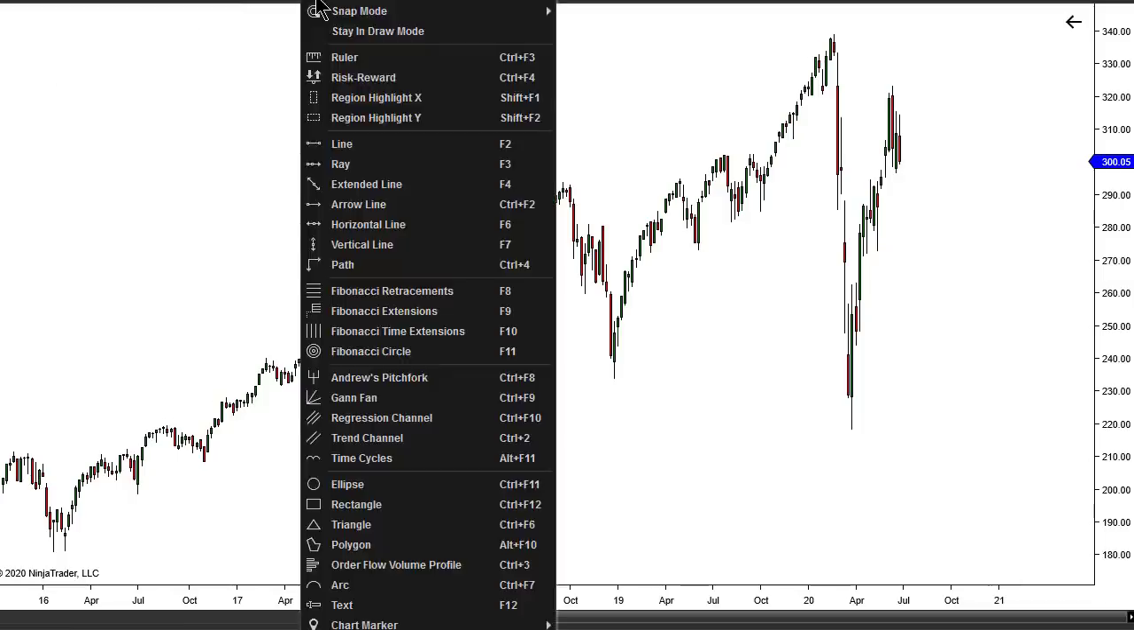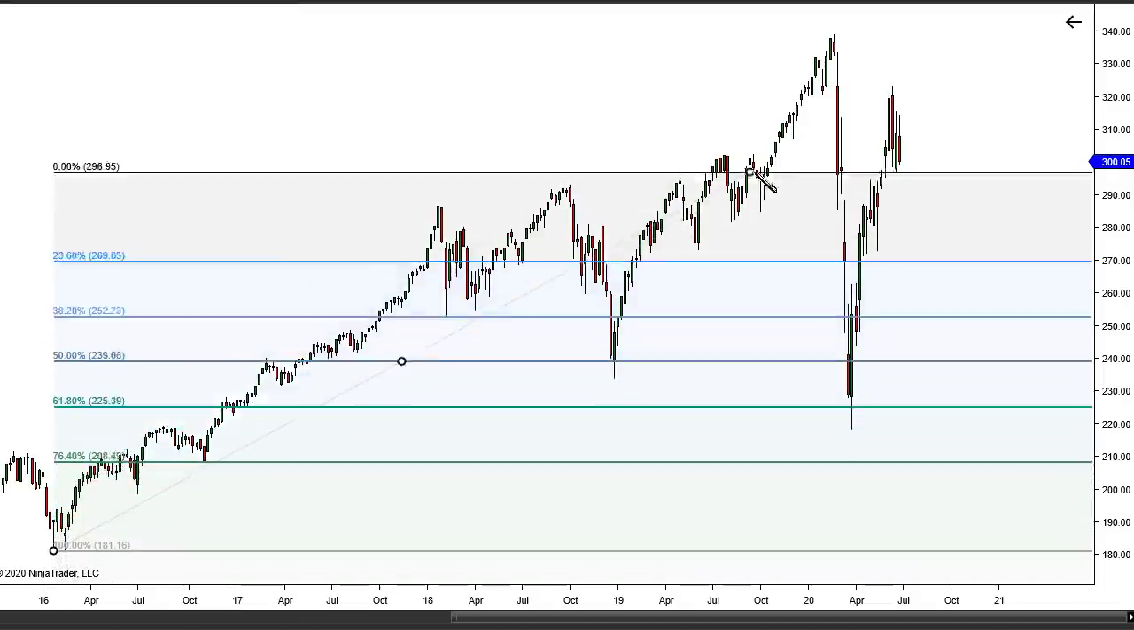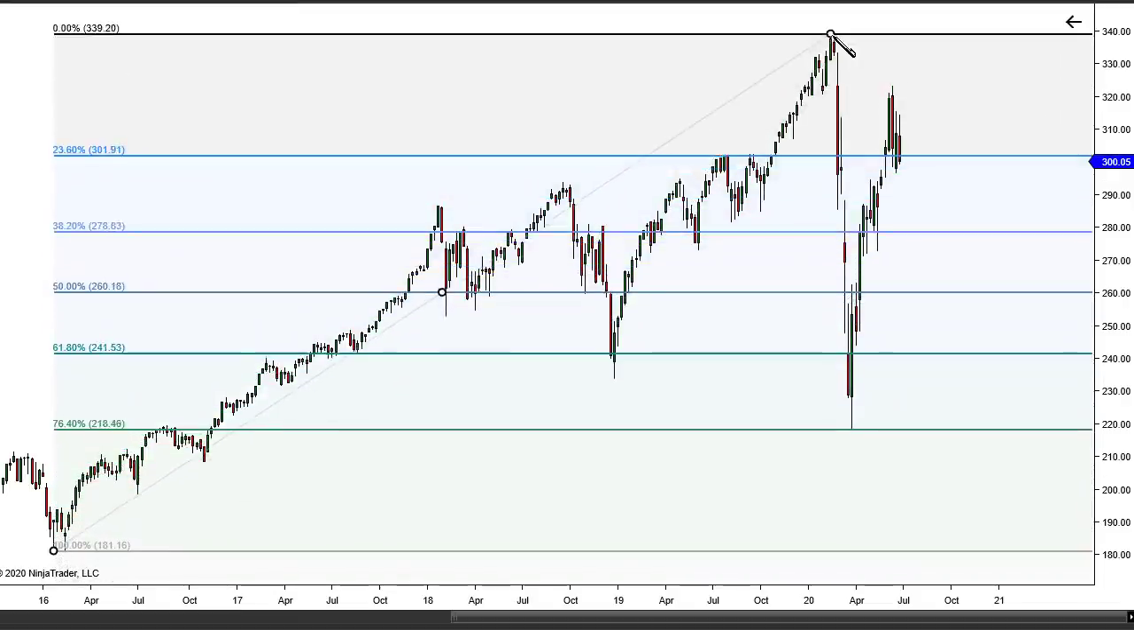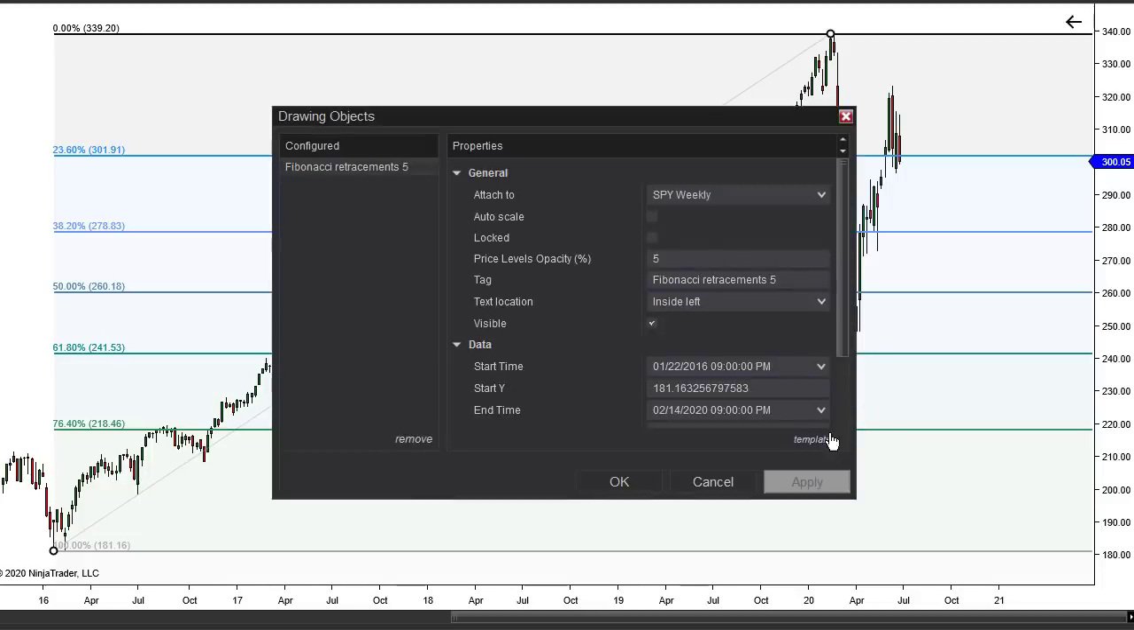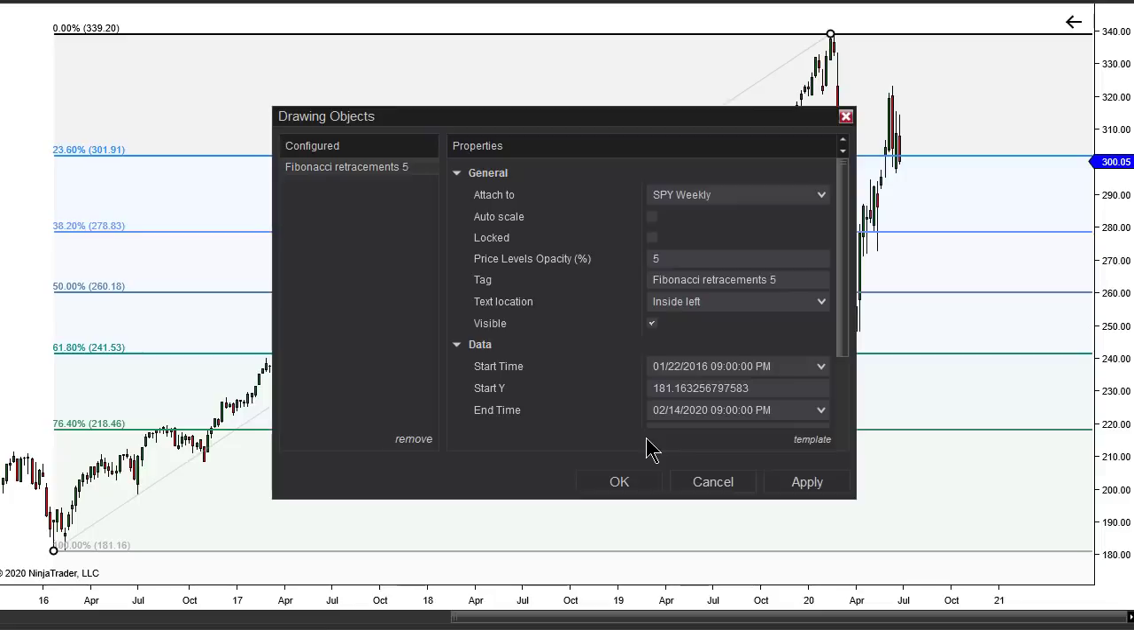So you go up here and you probably have to do this yourself manually. So go up here to Fibonacci retracements and you draw them in. Okay. So we go from that high to that low. Now we're going to have to change this. I've already done it in mine. But I'll show you what it looks like. So template, I'll put load. There's my Gann levels. So WD Gann, this is what he used.